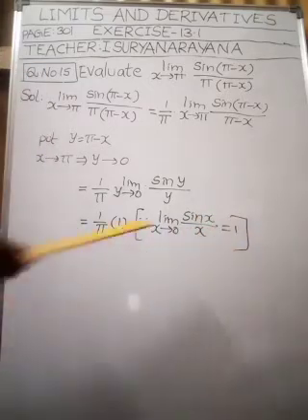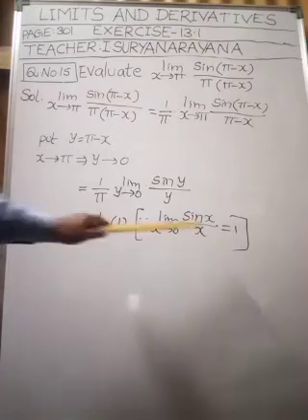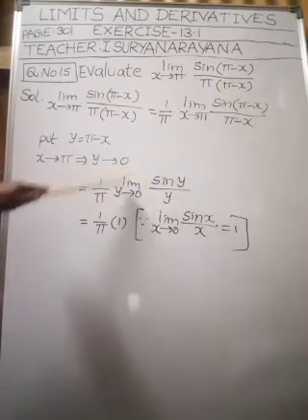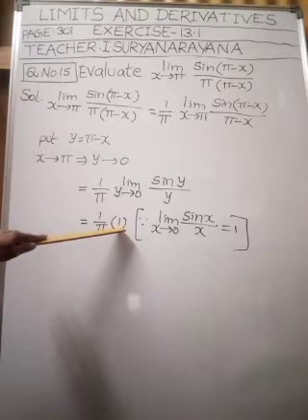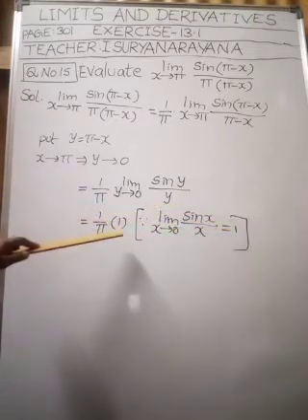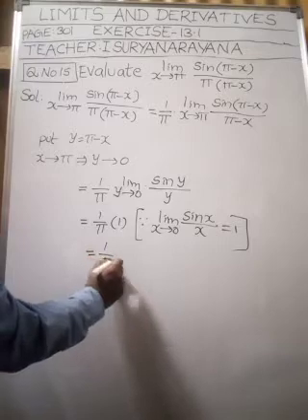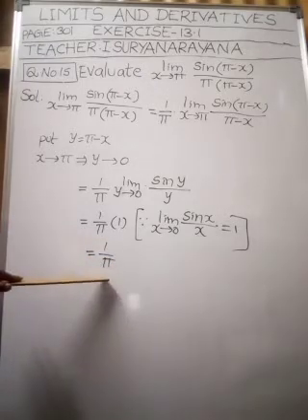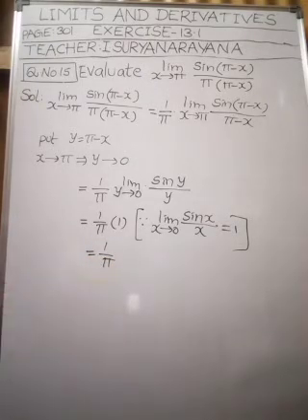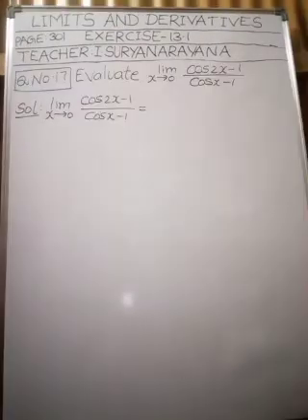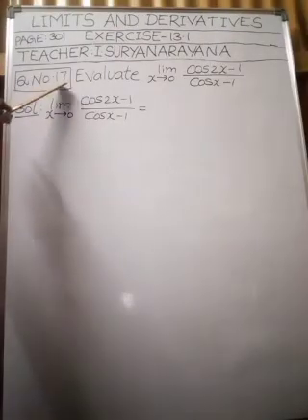This is a standard limit. By using this standard limit, you get the limit of this value. What is the limit here? 1. Okay, my children, understood this step? Right. Now let us simplify this one. That is equal to 1 by pi into 1. We get 1 by pi. Understood, my children?